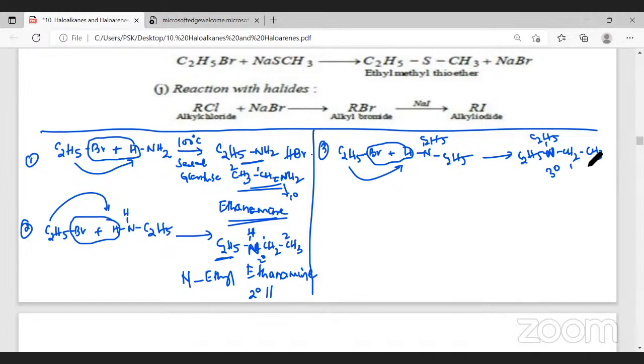What will be the name of this molecule? So, parent name will be ethanamine. But 2 substituents, C2H5, C2H5. Therefore, it will be diethyl ethanamine. This diethyl, 2 ethyl groups are bonded to nitrogen. Therefore, it is written as N,N-diethyl ethanamine. Did you understand the naming part of it? Yes, sir.